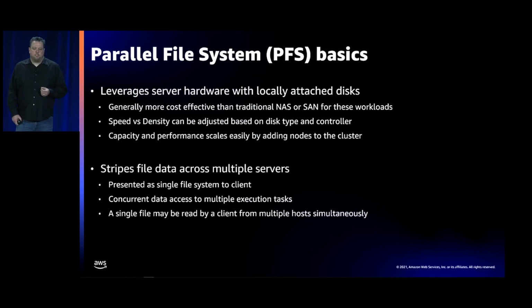Again, you can adjust what the speed and storage ratios look like by choosing certain instance types, certain hard drive types, et cetera. You're going to make the decision of how this thing is going to work. The other interesting thing about parallel file systems is that they scale very, very linearly. So if you need more storage, you basically add nodes to it, and it expands out on the fly as you're using it.